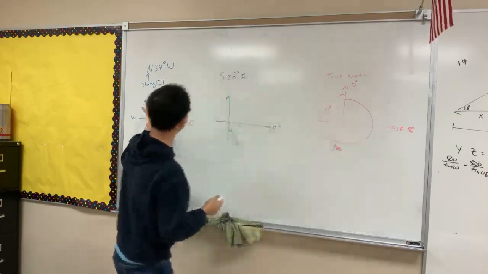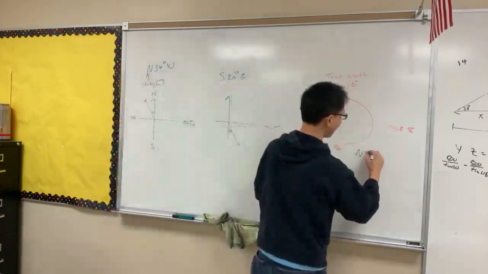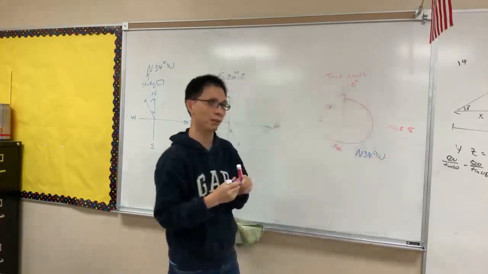So how do I represent the same north 34 degrees west in a true north system?